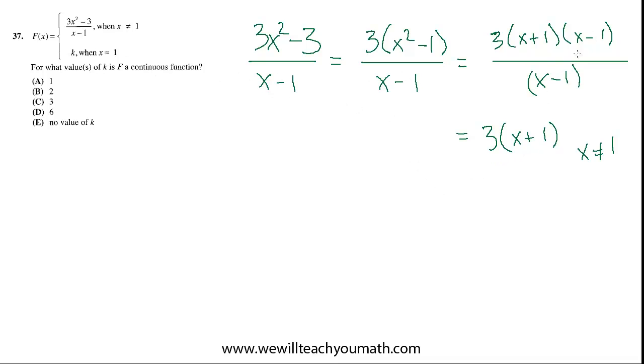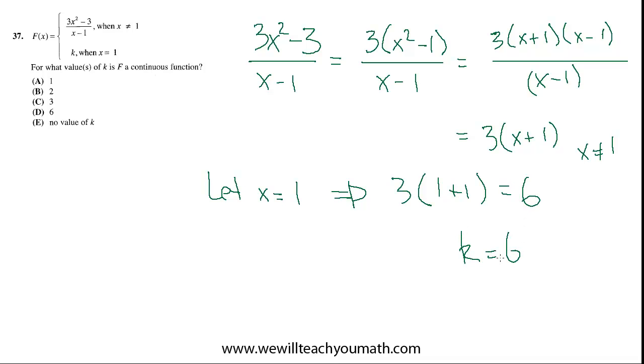So now that we've eliminated the x minus 1, we can make that substitution. So I'll write that here, let x equal 1, then that becomes 3 times 1 plus 1, which is 3 times 2, which is 6. So k equals 6 is going to be the value that does it.